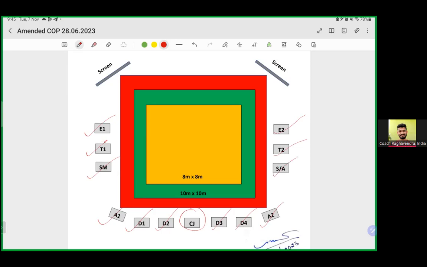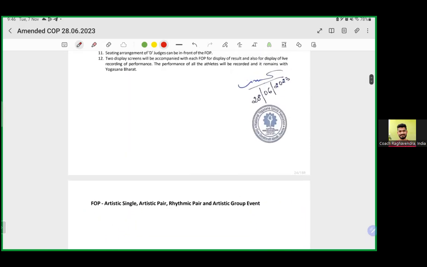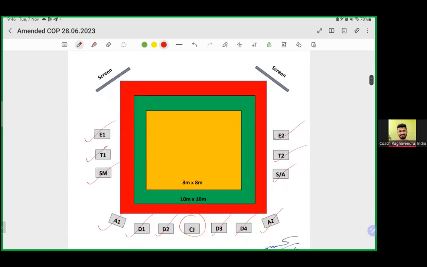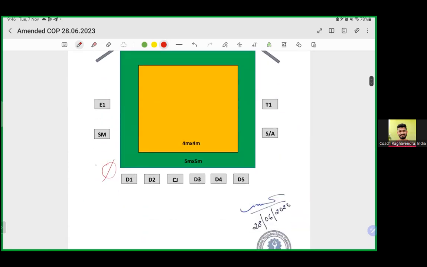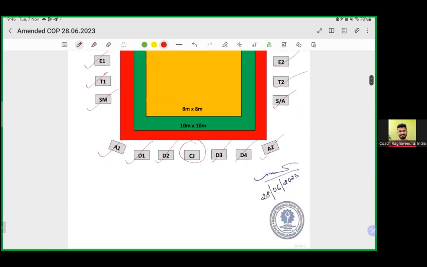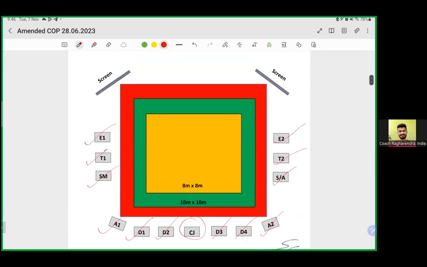Scorer or announcer. Okay. So if you see the judge panel of the traditional event, it is a little bit different. There are no artistic judges at the corner. And there is one more additional judge called D5. Okay. So this is in our code of points book. We can just review as and when it's required.